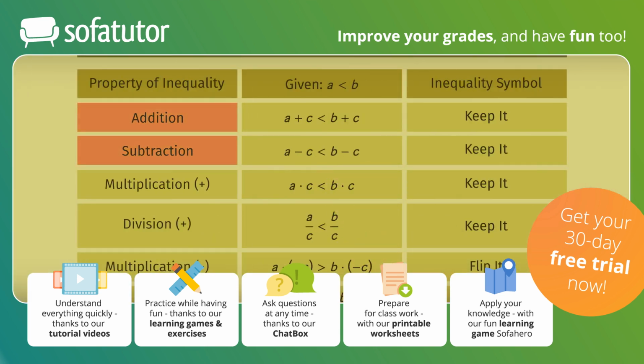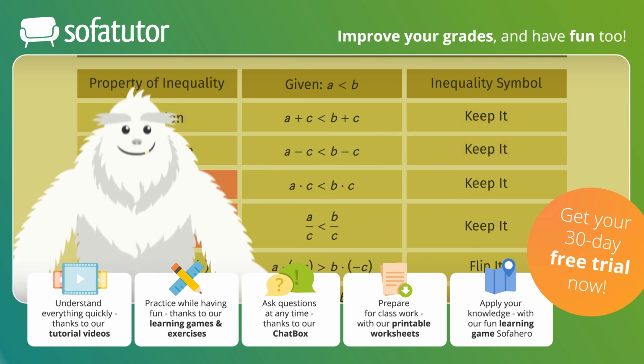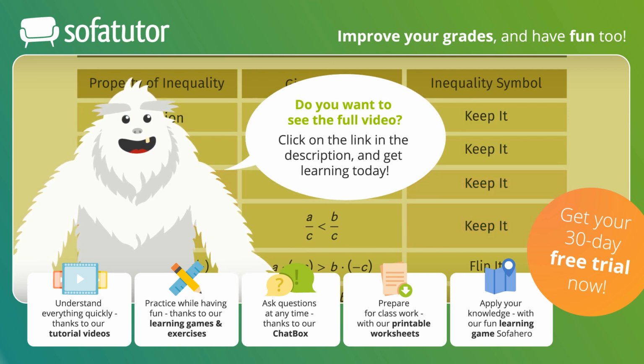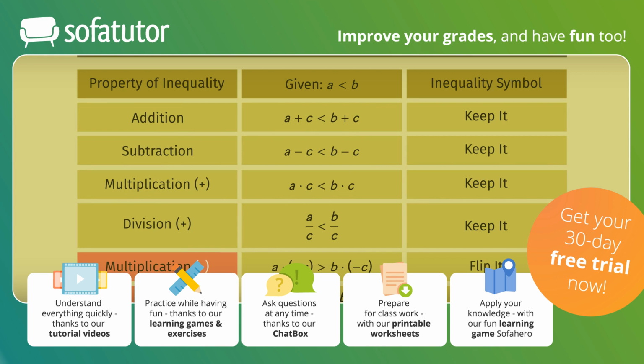When we add or subtract both sides of an inequality using the same number, we keep the original inequality symbol. When we multiply or divide both sides by a positive number, we must also keep the inequality symbol. However, when we multiply or divide both sides of an inequality by a negative number, we have to flip the inequality symbol.